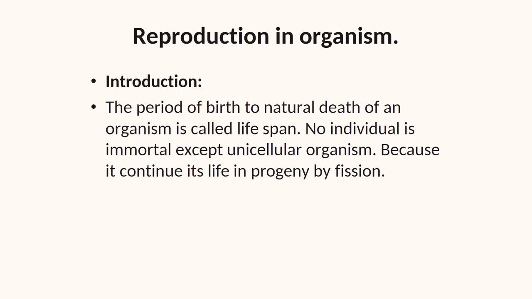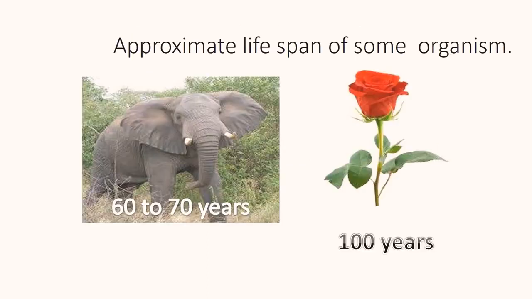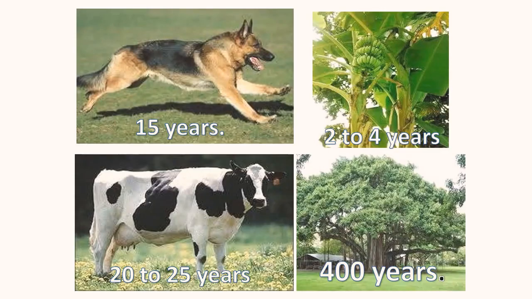All higher plants and animals have longer lifespan. As compared to animals, plants have greater lifespan. Lifespan of living organisms, both animals and plants, varies greatly. For example, lifespan of elephant is 60 to 70 years. In rose plants, that is 100 years. In dogs, it is 15 years. Cows, 20 to 25 years. Banana, 2 to 4 years. Banyan tree has greater lifespan, that is 400 years.